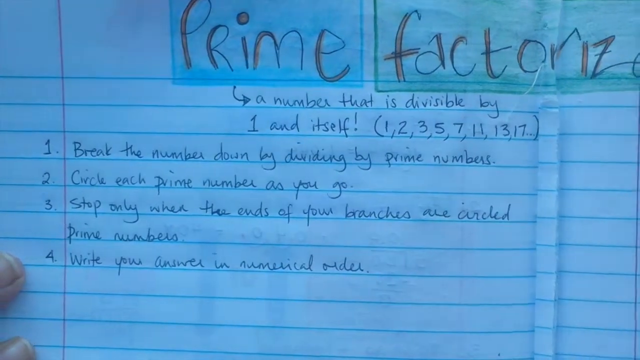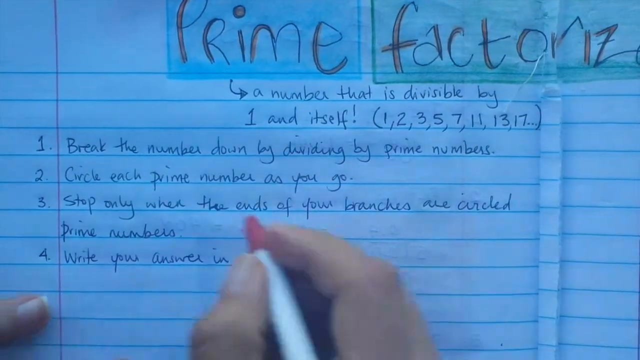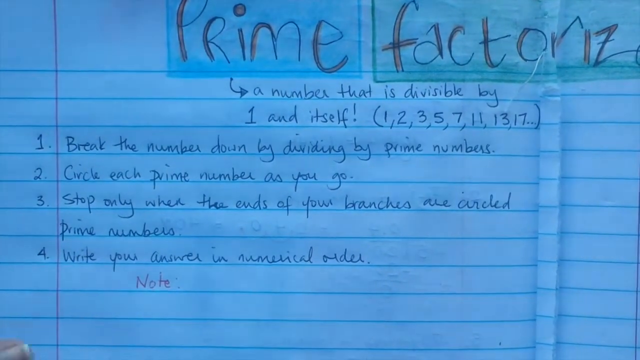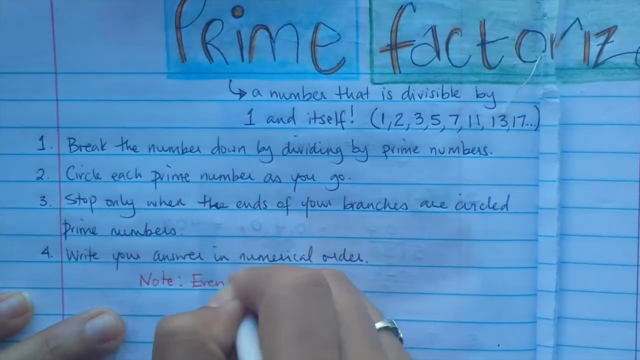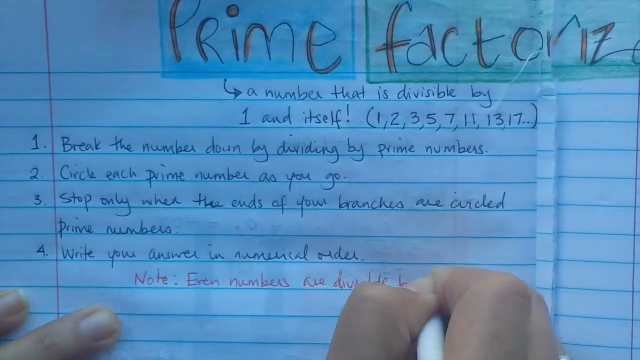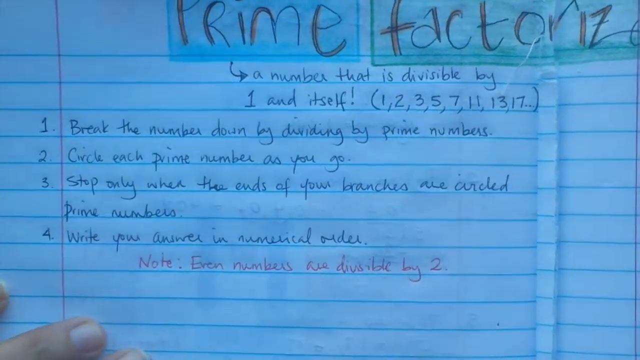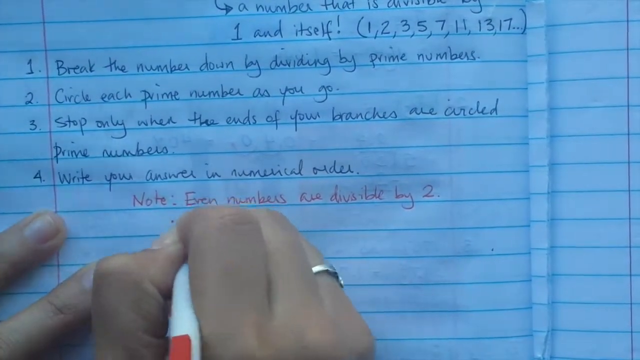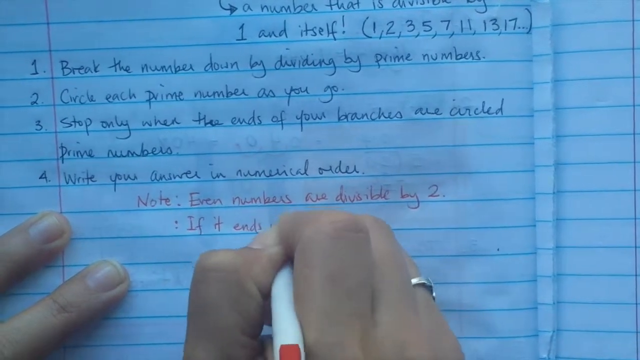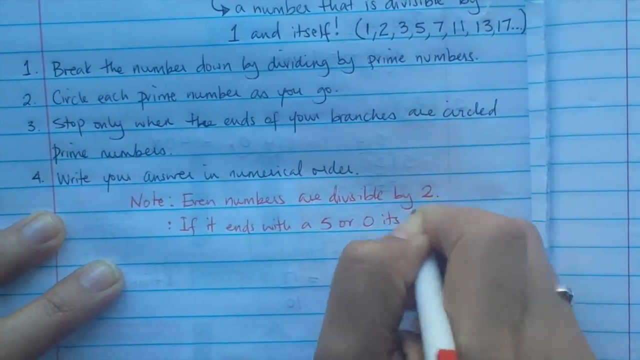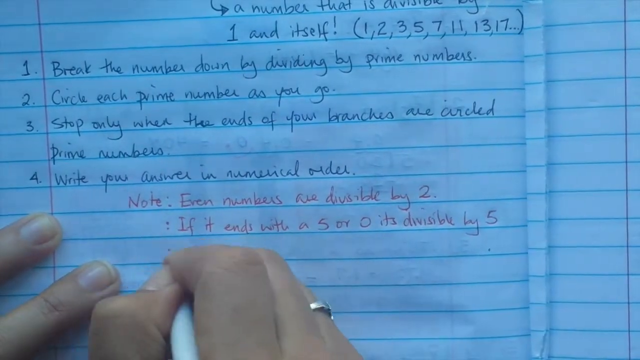Alright, a couple things to note that we've talked about before, but I just want to remind you, because it makes life a little bit easier. So note, all even numbers are divisible by 2. If it ends in an even number like 2, 4, 6, 8, it's divisible by 2. If it ends with a 5 or a 0, it is divisible by 5.